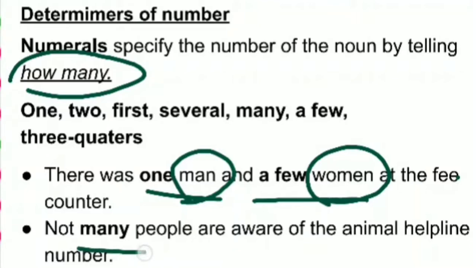Similarly, not many people were aware of the animal helpline number. So here the word "many" suggests the number of people being aware of a particular animal helpline number. So determiners of number specify the total number of nouns present, or showcase how many of them are being talked about.